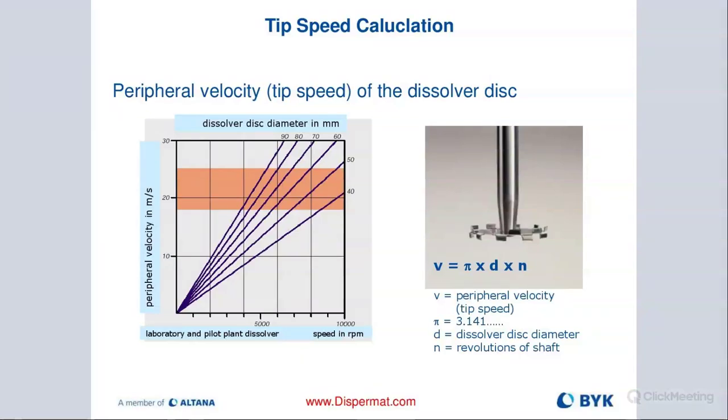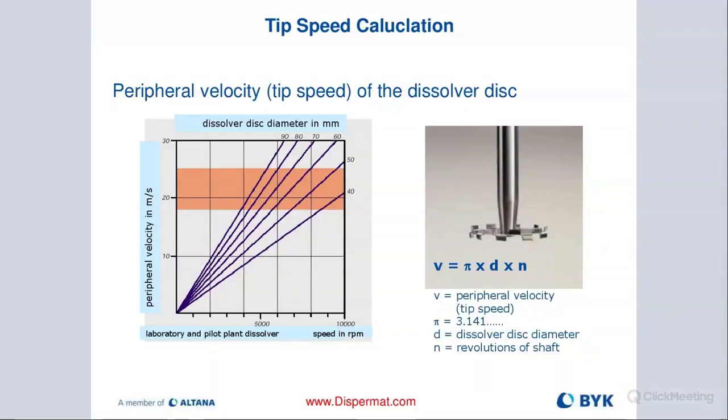0.05. So let's say we're doing 1000 RPMs, for example, times 3.14, and then times 0.05 for that 50 millimeter blade, and we divide everything by 60, that would actually give us the tip speed for a 50 millimeter blade at 1000 RPMs. And so that's how the actual tip speed is calculated.